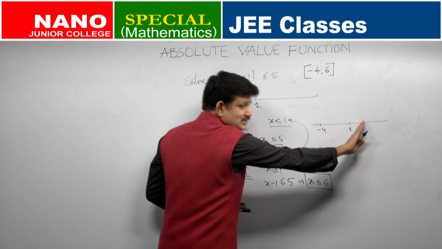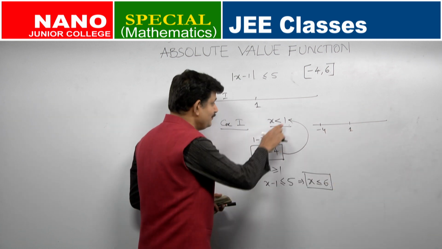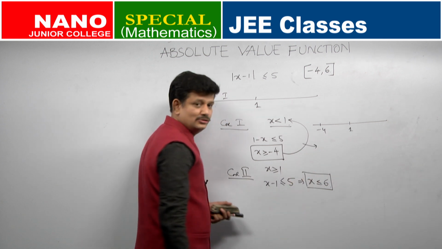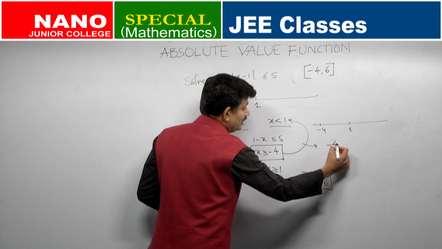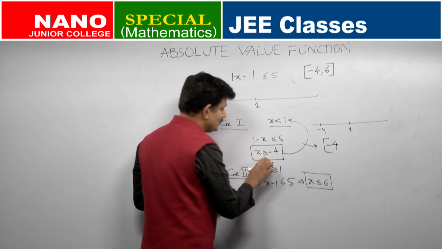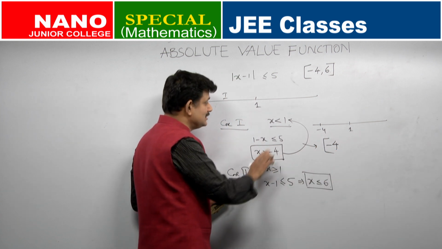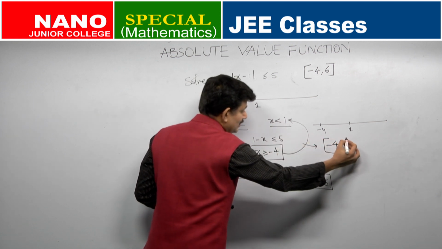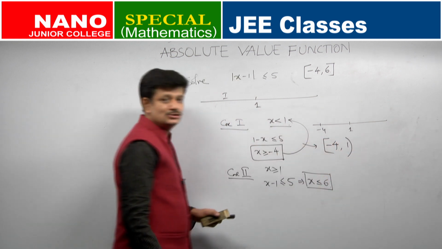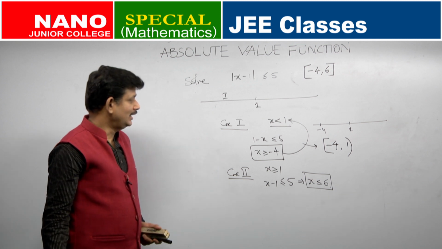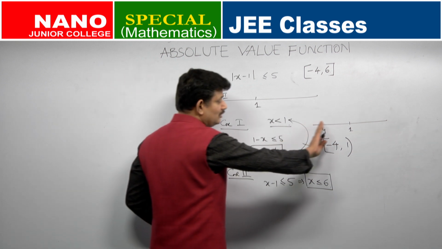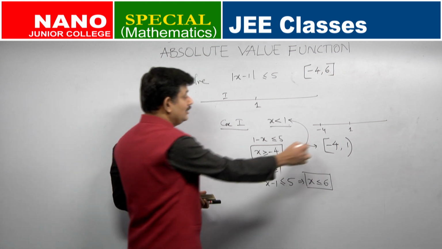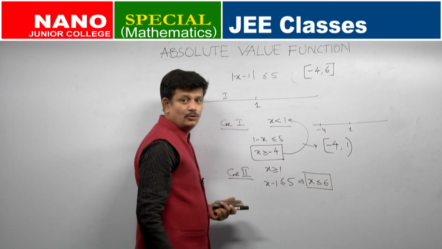Greater than minus 4 means to the right of minus 4, up to which number? 1. So, from here your solution set would be the set of all numbers from minus 4 included, equality is here, up to which number? 1. At 1 there is no equality, so it is open at 1. So, what is the answer in the first case? It is the set of all numbers which are greater than or equal to minus 4 and less than 1. So, the set of all numbers in closed minus 4 to open 1.